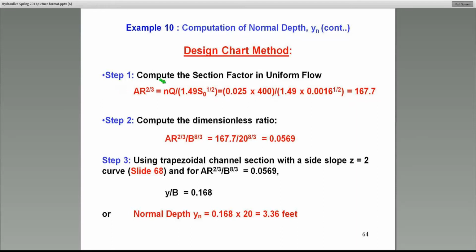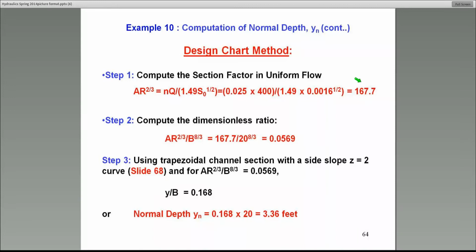So I've rearranged the Manning's formula to bring all the knowns to one side. In this case, Manning's n times Q, divided by 1.49 S naught to the power of half. All that information is either given or you can get it from other sources. In this case, 0.025 is Manning's n, Q is 400 CFS, 1.49 times the slope to the power of half gives you a section factor of 167.7.